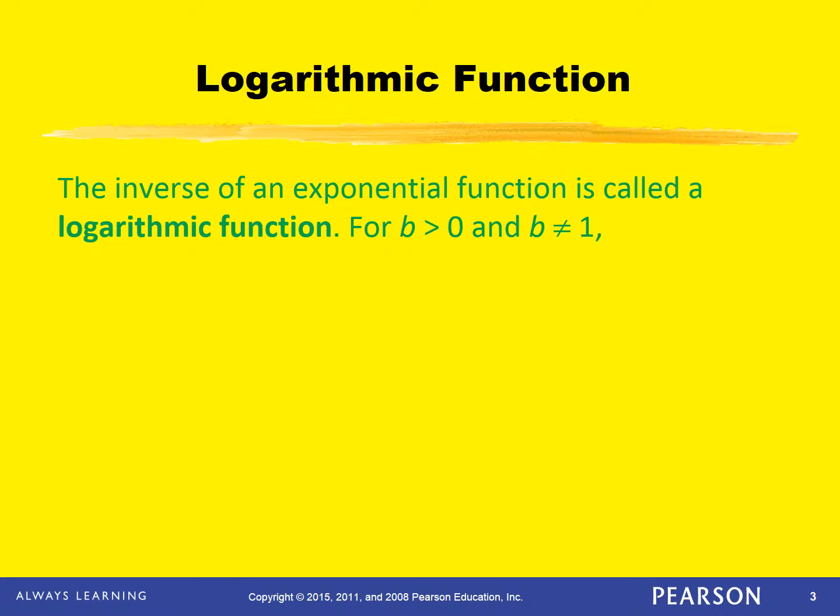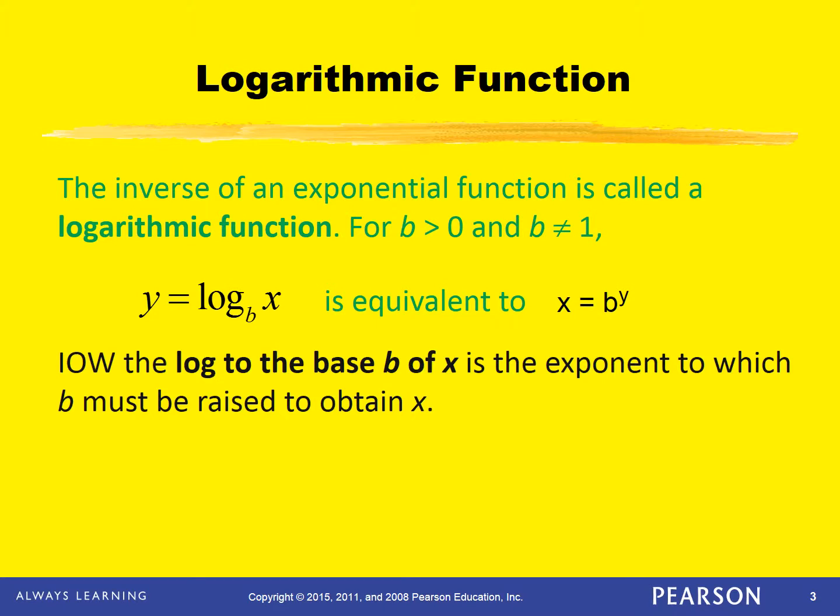The inverse of an exponential function is called a logarithmic function. That's what undoes exponential. For b greater than 0 and b not equal to 1, so it has to be positive, but it cannot be the number 1. Here is our definition of the logarithmic function. These two things are equivalent: y equals log base b of x, and x equals b to the y. In other words, the log to the base b of x is the exponent. A logarithm is an exponent.